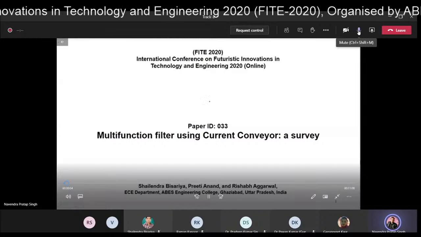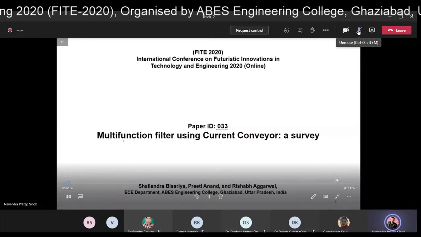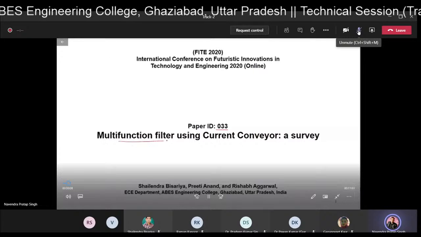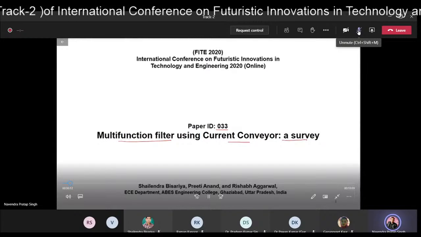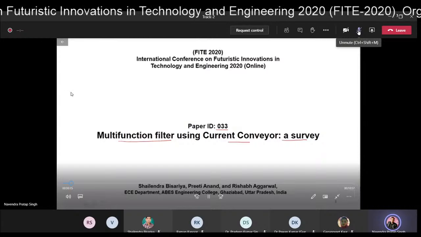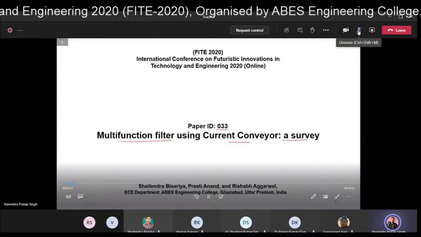The paper ID 033. The topic basically is multifunction filter using current conveyor, and this is basically a review paper based on different multifunction filters implemented using current conveyor.